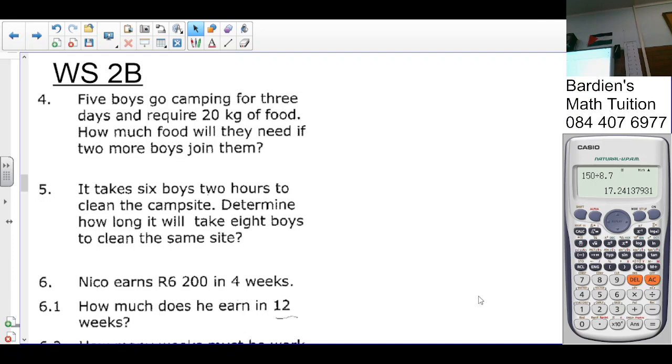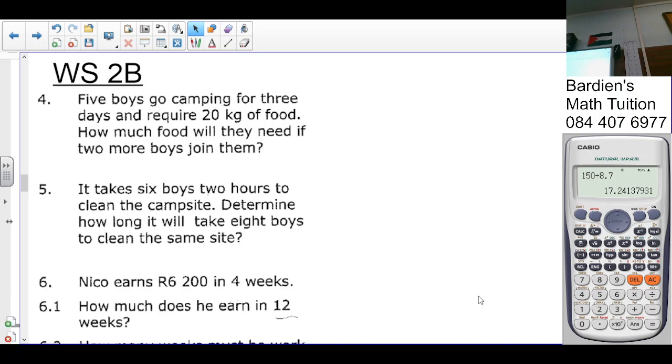Okay. So 5 boys go camping for 3 days and require 20 kilograms of food. How much food will they need if 2 more boys join them? Right, what are we going to do here? You're going to divide what? 20 kilos divided by 5? We need to work out how much one boy needs for 1 day.